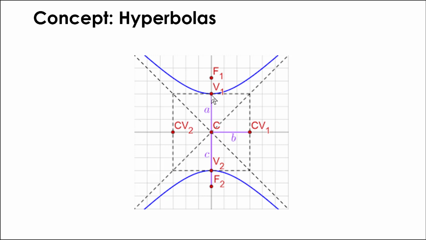So the distance between the center and this line that intersects my slant asymptote is B. And then the distance from center to my foci is our C value. So C is, again, going to be greater than our A value and our B value.